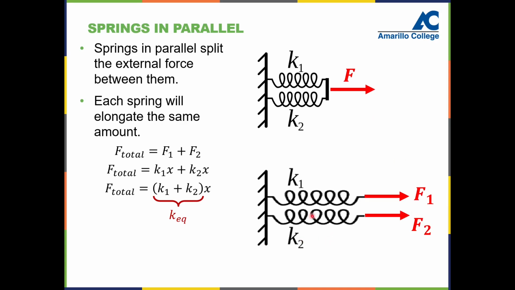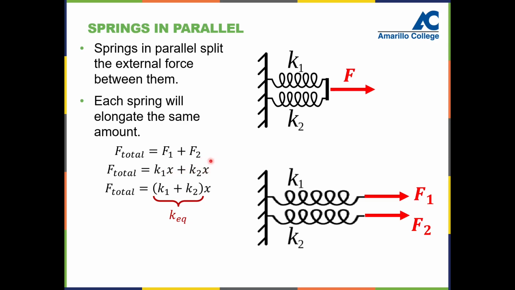and some of that force will be carried by spring 2. So we can say that the total applied force is going to be the force carried by spring 1 plus the force carried by spring 2, which we can then replace with Hooke's law. But once again, both of these springs will have to be stretched by the same amount. So we can replace them with K1 times that displacement plus K2 times that same displacement.